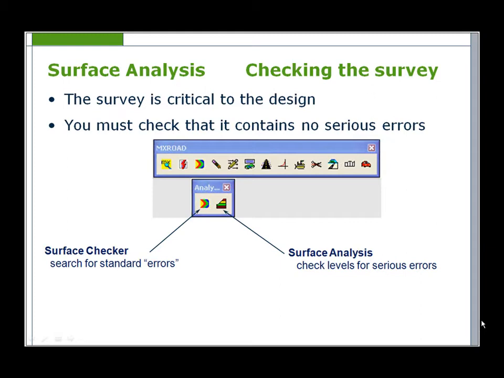Once we have used the surface checker to find our errors in our model, then we can progress on to create our triangulation using the other icon on that toolbar, which is the surface analysis option.